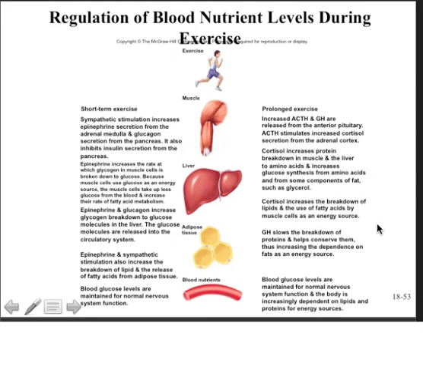Cortisol increases the breakdown of lipid and the use of fatty acids by muscle cells as an energy source, and it slows the breakdown of protein and helps conserve it. This results in increasing the dependence on fats as an energy source. And the reason for this is that the body doesn't want to go straight to protein for energy. Protein is primarily used to generate building blocks for new protein. We want our energy stores to come primarily from fats and from glucose.